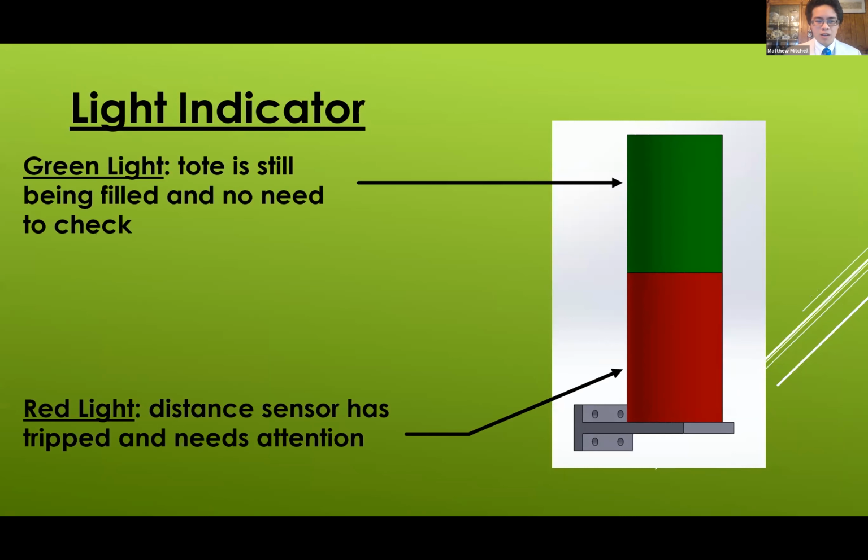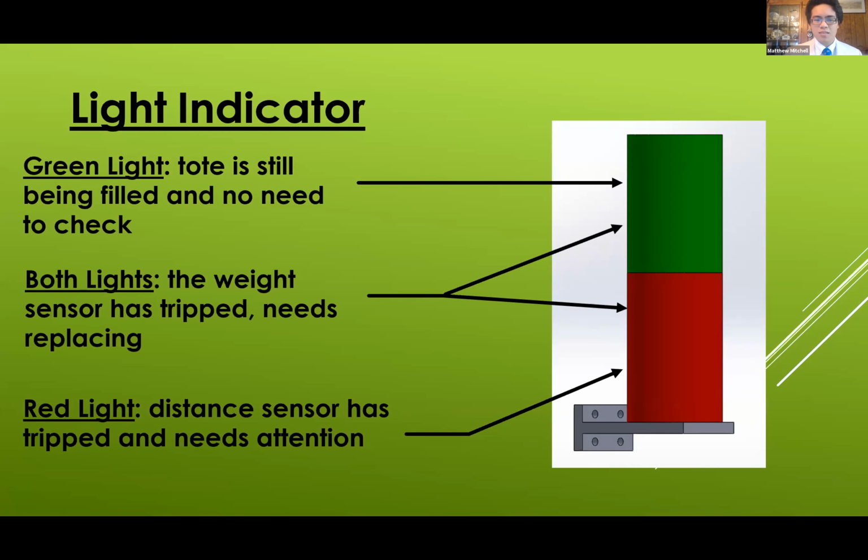The next is our red light. If only the red light is on, that means our distance sensor has tripped. This means that a worker will need to come over with a rake and rake down the fries, because as these fries fall into these totes from the shaker, it forms a hill. So to untrip the distance sensor, all you need to do is just rake these fries.